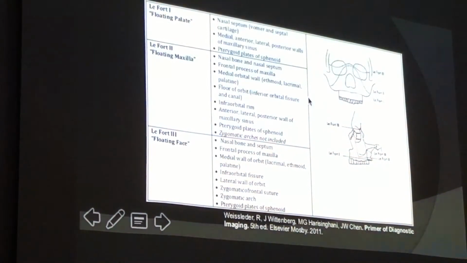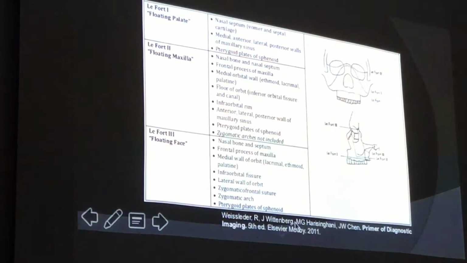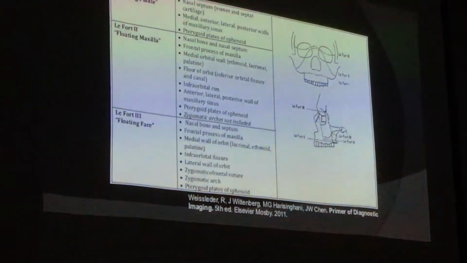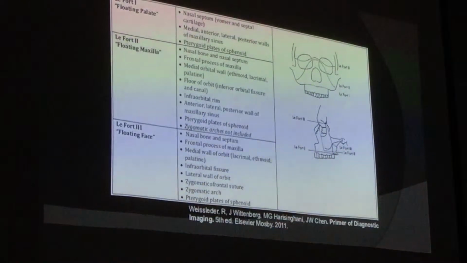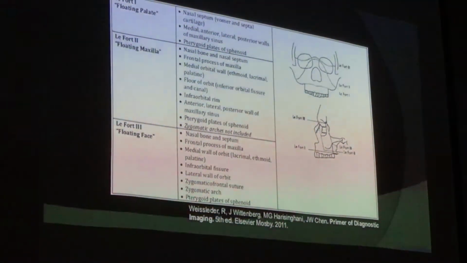Le Fort fractures are best seen under CT scan, and when you look at them under CT scan, you can differentiate them by what they do to the face. A Le Fort 1 fracture is the simplest. So it just crosses across the nasal septum, maxillary sinus, all the walls of the maxillary sinus, and the pterygoid plates. So what happens is your hard palate and the alveolar ridge become separated from the rest of the face. So that's called a floating palate.